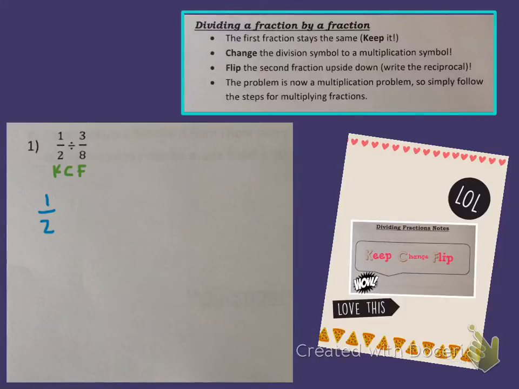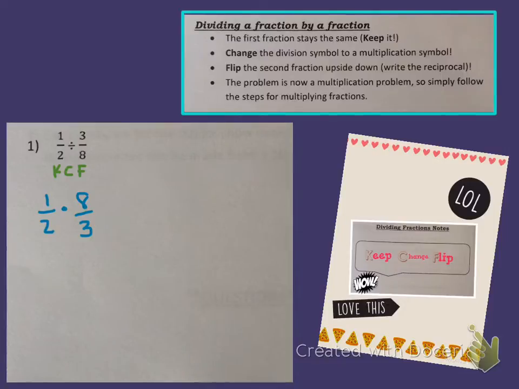Now we have C for change. We change the division symbol to a multiplication symbol. And then finally we have F for flip. We're going to flip the second fraction upside down, meaning we're going to write its reciprocal. So instead of writing 3/8, we're going to write 8/3.